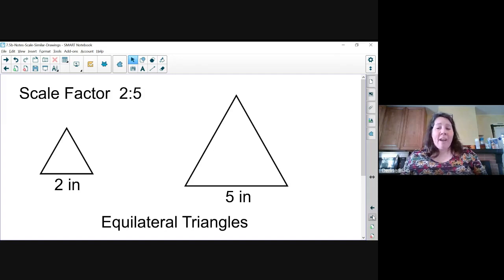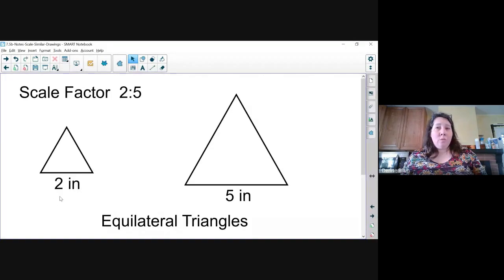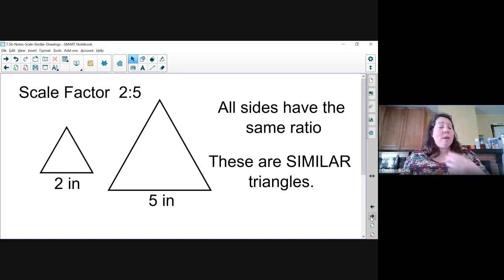So if we have a scale factor of 2 to 5, we have equivalent triangles. This original one is 2 inches by 2 inches by 2 inches, and we enlarge it to a 5-inch by 5-inch by 5-inch equilateral triangle. Because all sides are the same, they're similar triangles, okay? So if the sides were different, then they would not be similar. But because it remains an equilateral triangle and all sides are still the same number, that's what equilateral triangles are, then these are similar and they have a scale factor of 2 to 5.